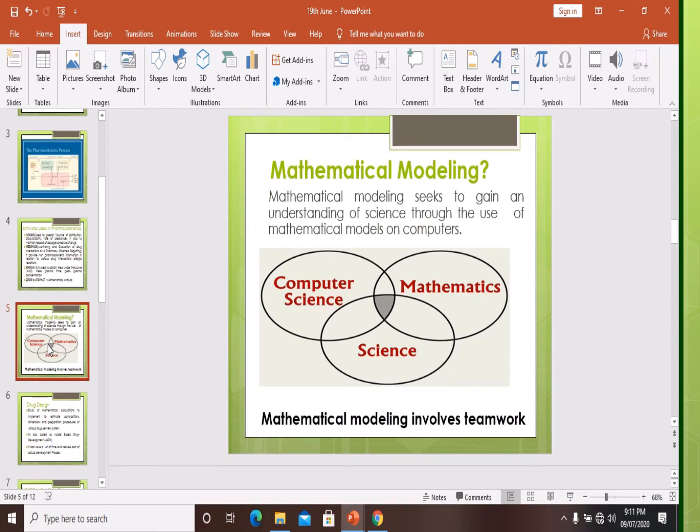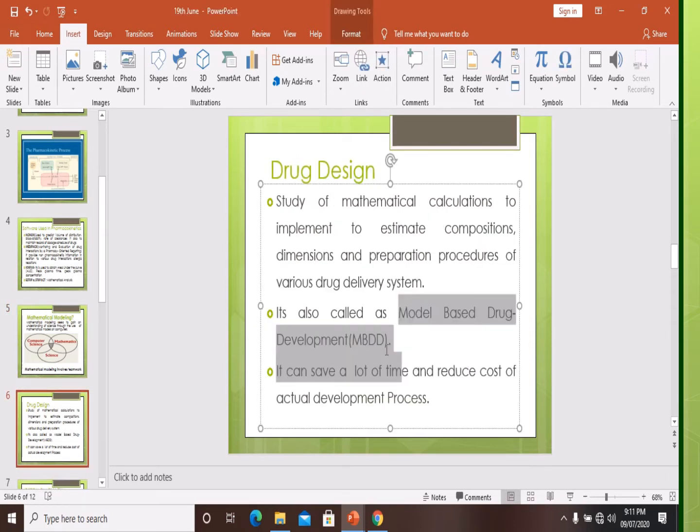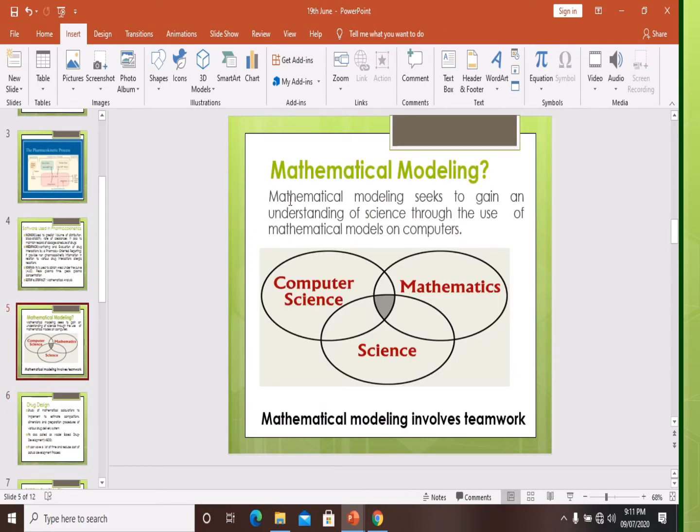So a mathematical model means that you design a drug with the use of computers, mathematics and science. These three things come together and the drug will be produced. For this, a lot of software has been developed, known as model based drug development, and you can search it on Google also. It will show you how the system works, what kind of drugs were developed, and how the testing and implementation process is done. So it will be clearly understandable. This is the mathematical model.